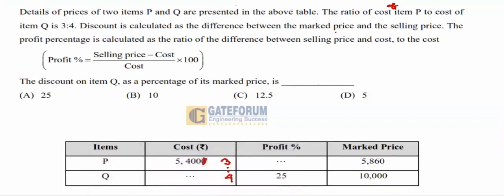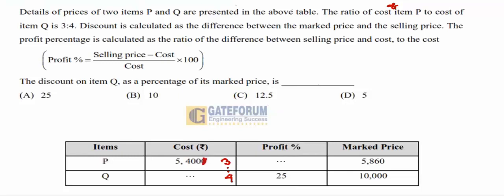Discount is calculated as the difference between the marked price and the selling price, which is absolutely normal. The profit percentage is calculated as the ratio of the difference between the selling price and the cost to the cost, which once again is very normal. They have asked you the discount on item Q as a percentage of the marked price.